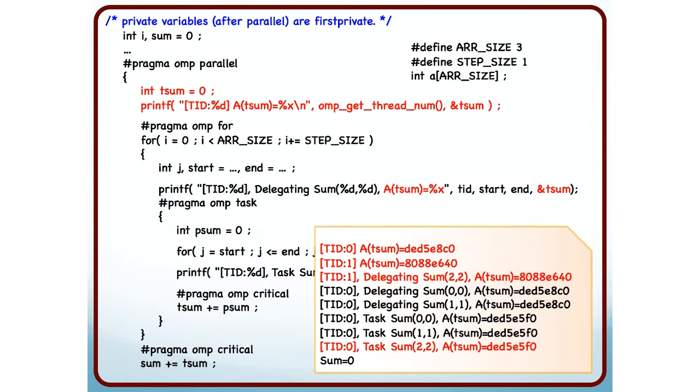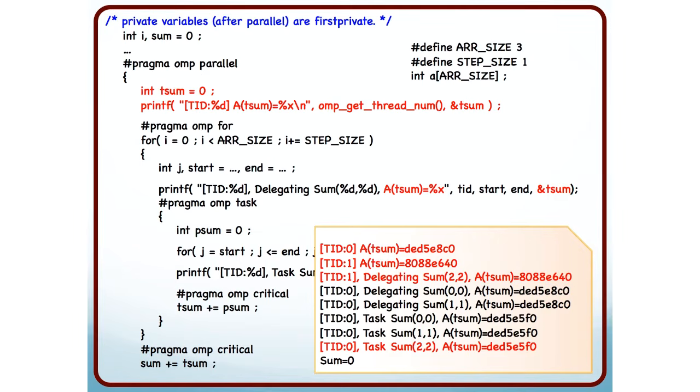Now, when I was delegating, as you can see over here, this was being delegated by thread ID 1. So obviously, this address is the same as this address, right? And these 2 were being delegated by thread ID 0. So these were the same as this address, right? Obviously, the same thread is accessing the same variable.